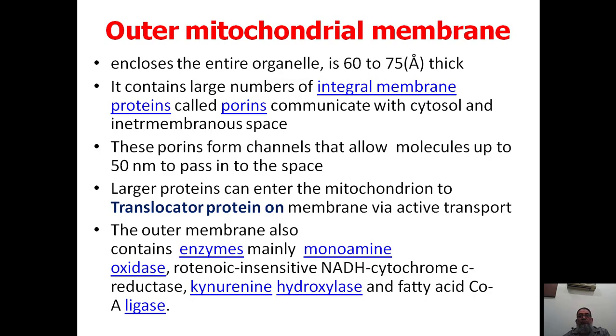The outer mitochondrial membrane is a porous membrane. It has a well-known communicating channel with the help of integral membrane protein. This is called as porin complex. This porin complex communicates with the cytosol. These porins form channels that allow molecules up to 50 nanometer to pass into the space.